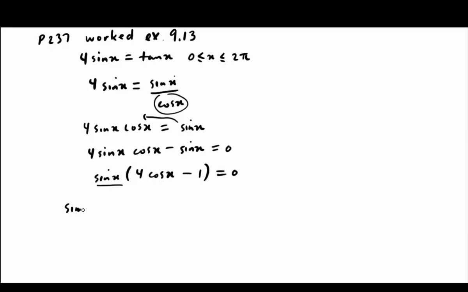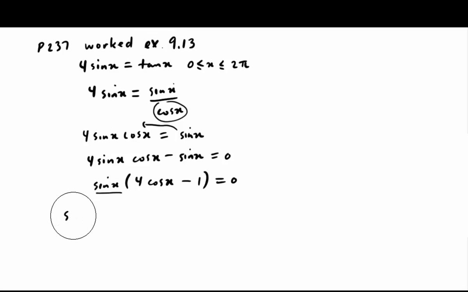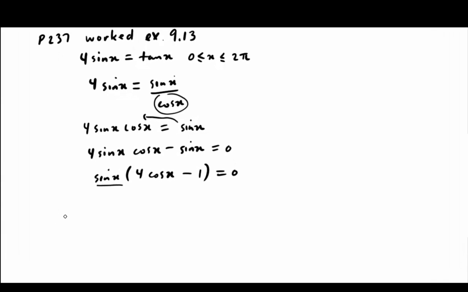Either sine x is equal to 0, or 4 cos x equals 1. 4 cos x minus 1 equals 0, which leads to 4 cos x equals 1. So cosine of x is 1/4, which seems reasonable, and sine x equals 0, which is a special value.